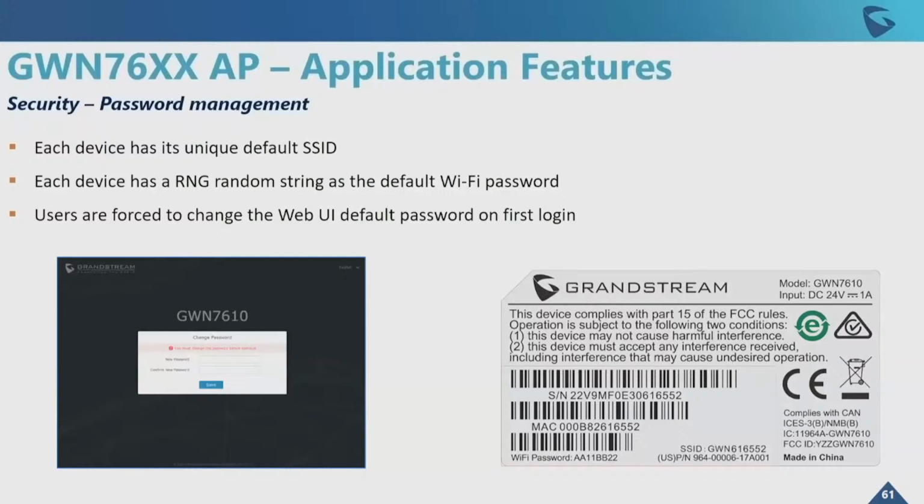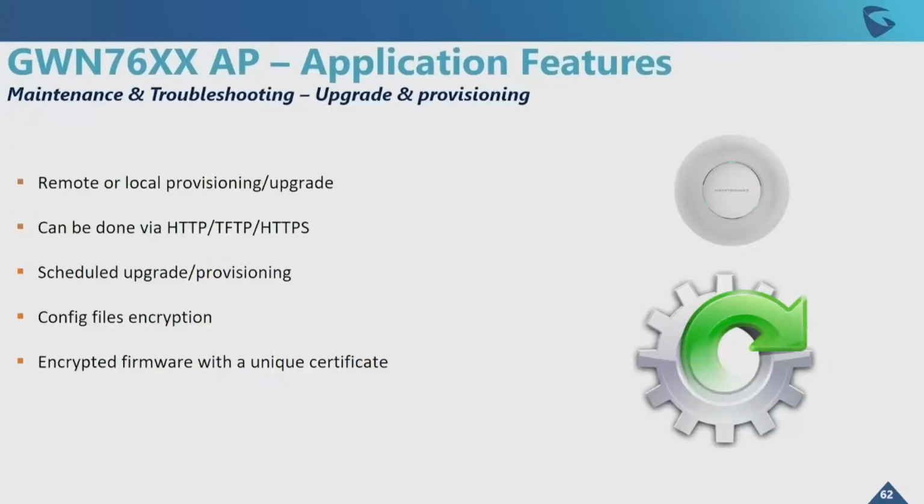Renault asks, can we upload a 7610 config to a 7600 or vice versa? No, you cannot because they're quite different. The 7610 is a Wave 1 device and the 7600 is a Wave 2. There's quite a few differences in configuration, so you'll only be able to upload the config of one model to the same model. As part of the upgrade and provisioning suite, all of the config files can be encrypted using AES-256, and all of the firmware is encrypted with a proprietary algorithm from Grandstream so that you will not be able to upload any tampered firmware.